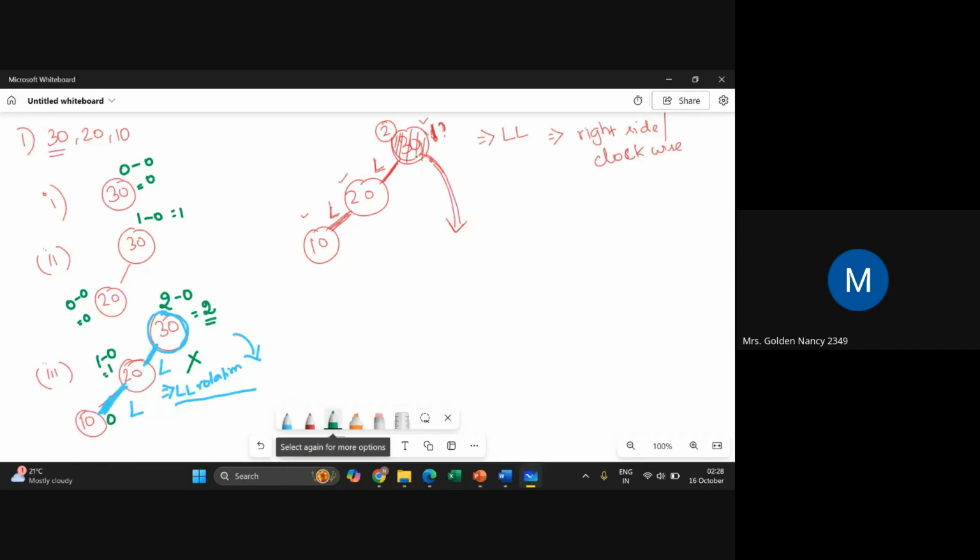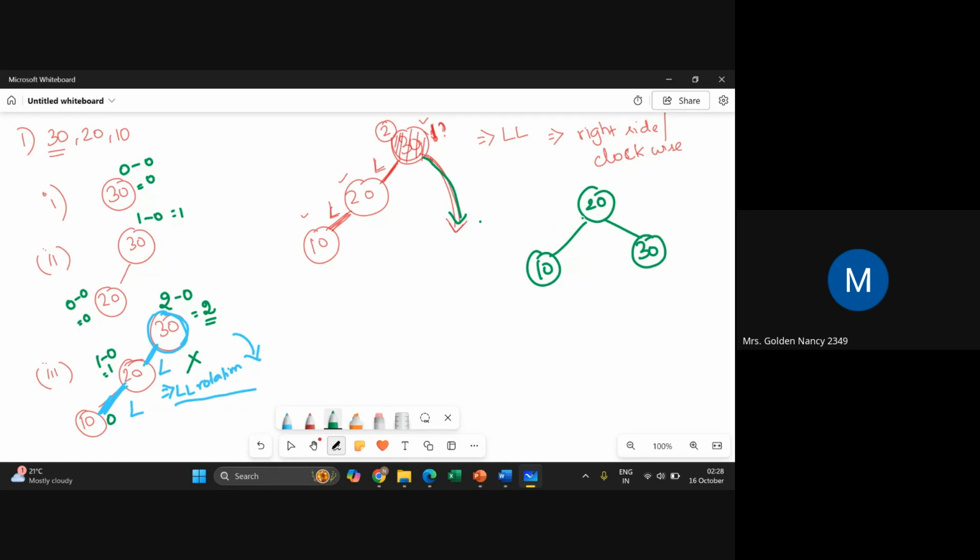Sorry, I'll draw it again. If I pull this node down, what happens? 30 will be on the right side, this will be down, and this will become the center part, and the left 10 will be the left part. So think in this way: I want to pull this node down and rotate it to the right. If I rotate right, 30 comes down, 20 will be in the middle, and 10 will be in the left subtree.